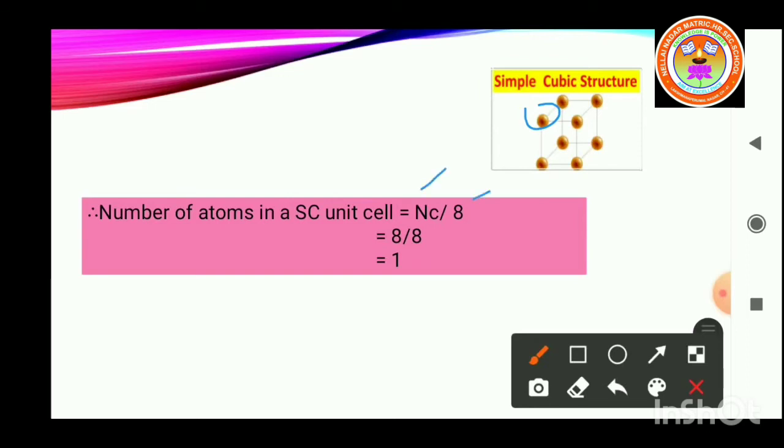What is the meaning of NC? Here, NC is the number of atoms present at the corners. So how is it calculated? That is NC divided by 8. So that is 8 by 8 equal to 1. Now it is clear how to calculate the number of atoms in a simple unit cell.